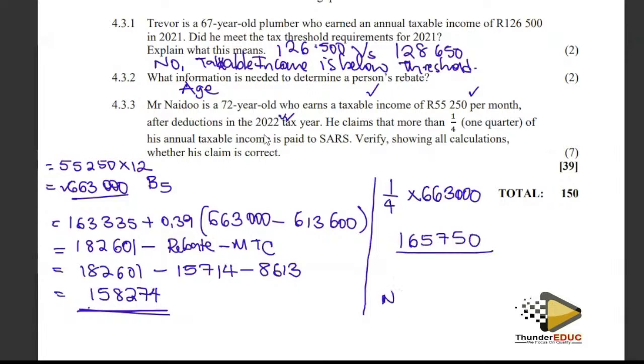So the claim is not what? The answers are not the same. Oh, sorry, it's valid because it says he claims that more than a quarter. This is a quarter. Oh no, it's not valid. The value that is charged is this much. It's less than a quarter of his taxable income. So it's not valid. Thank you very much.